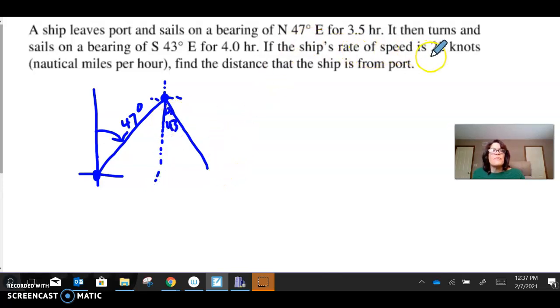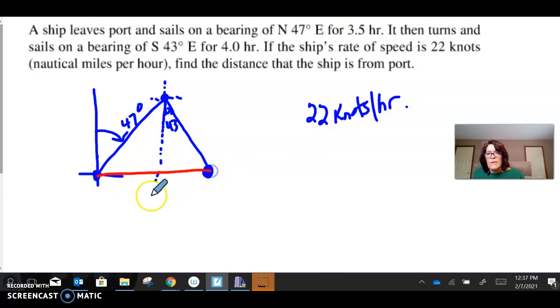If the ship's rate of speed is 22 knots per hour, find the distance that the ship is from port. So I'm looking for this distance now. Here's the port. I left on a bearing of 47 degrees northeast. I got to a certain point, then I turn and sail on a bearing of south 43 degrees east, so 43 degrees east of south.